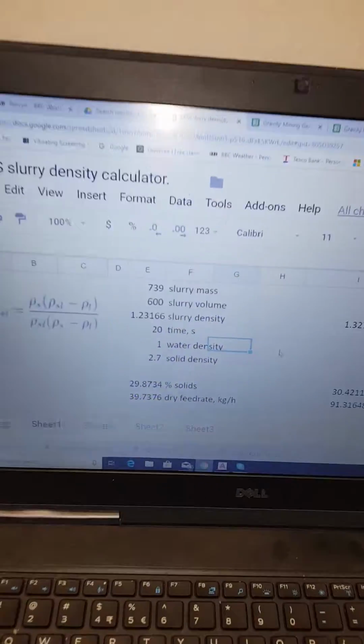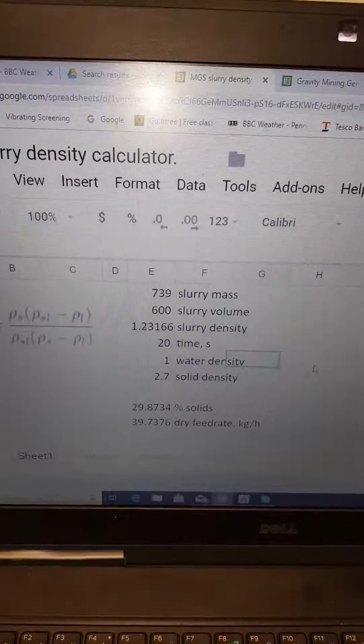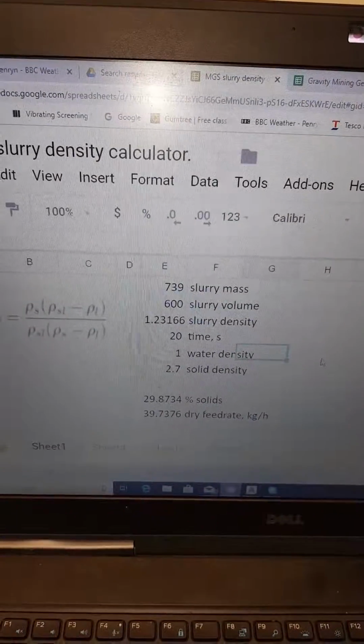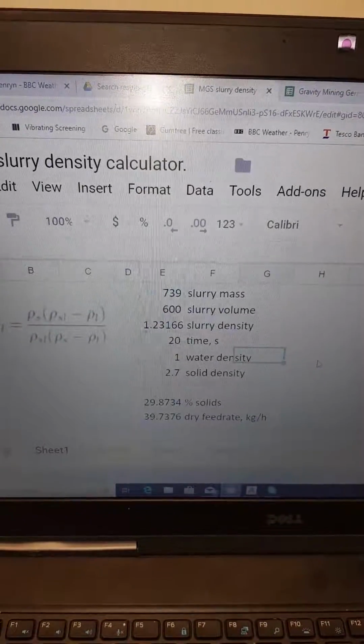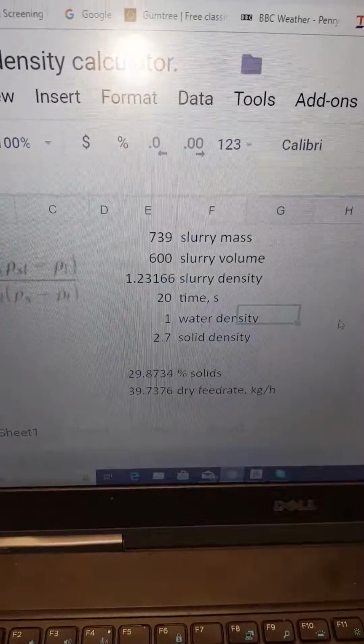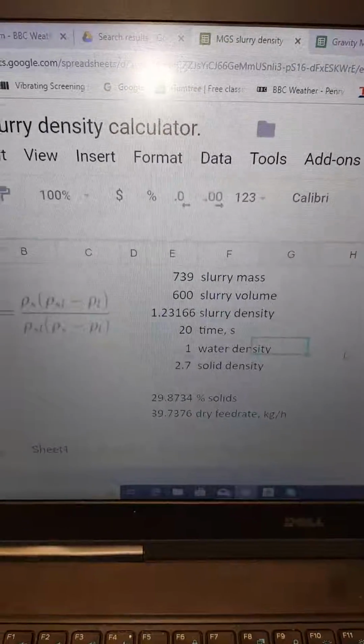As you can see there, we have the slurry mass, the slurry volume, and the time of the sample. Water density is 1, obviously. Solids density is 2.7. This calculates from the spreadsheet. We get a feed percent solids of 29.8.